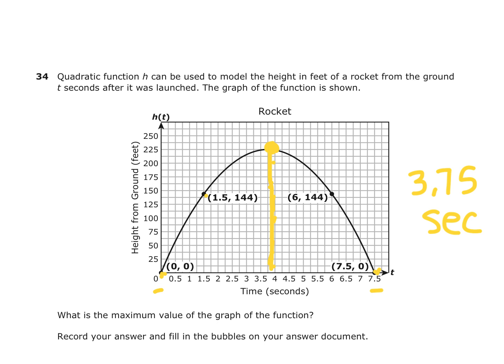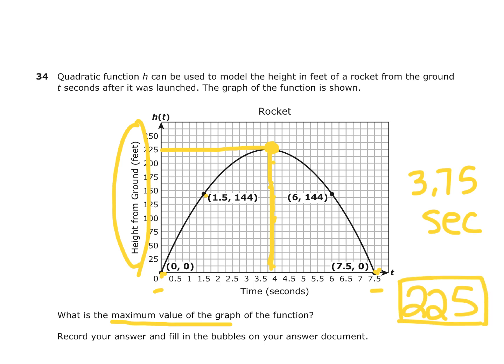So they're not asking at what time. What are they asking for? They're asking for the maximum value. The maximum value is over here on the y-axis, the maximum height. So what is the maximum height right here? If you go all the way across, it's 225. All you have to do is find the maximum height. 225 is the maximum height, and that was the answer. You would just bubble in your answer. All you have to do is look at the maximum peak, go across, and that's the answer, 225.